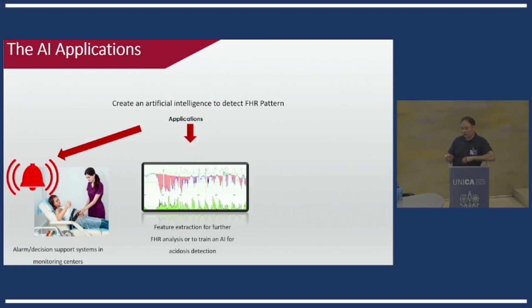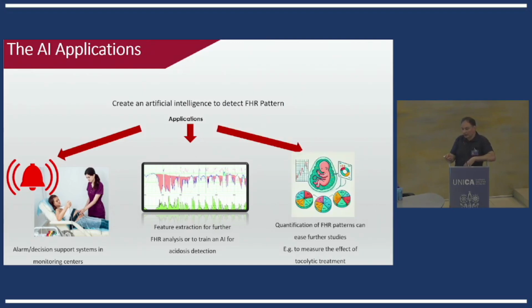The second application would be the analysis of the fetus to detect hypoxia. So it will make the feature extraction. We thought maybe the feature extraction may emerge from the hypoxia detection, but we think it's not so simple, and having a labeled dataset in this sense may be better. And the last application is for doing further research, to have a quantification of each fetal heart rate pattern, and we can make studies to measure the effect of a tocolytic treatment, for example.